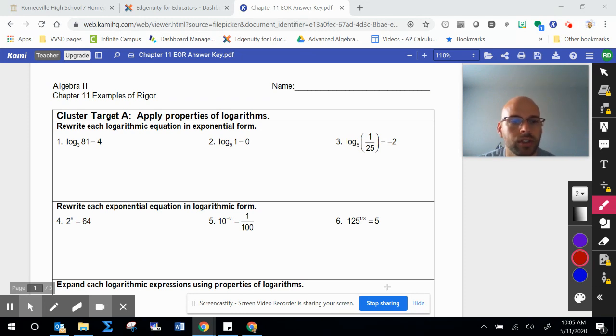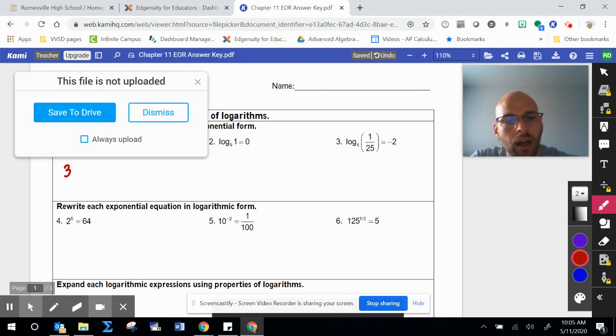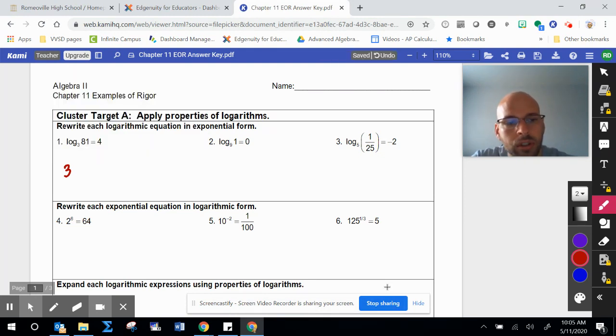So this section just says rewrite each log in exponential form. It's not asking you to solve anything. It just wants you to rewrite it in exponential form. So what we do here is I first try to identify the base of my log. In this case, my base is 3. Now, the number that it's equal to is always going to be the exponent, the fourth, and that's going to be equal to the argument of the log, which is 81. And that's it. You just have to rewrite it in exponential form.